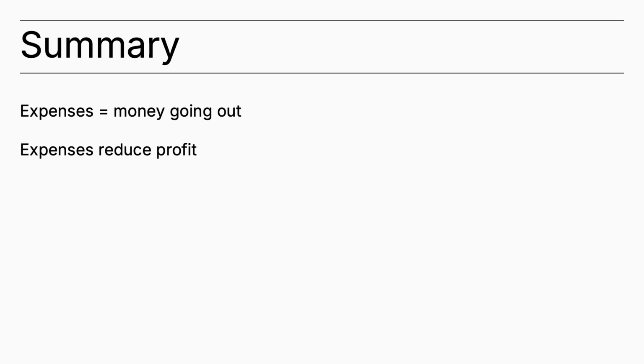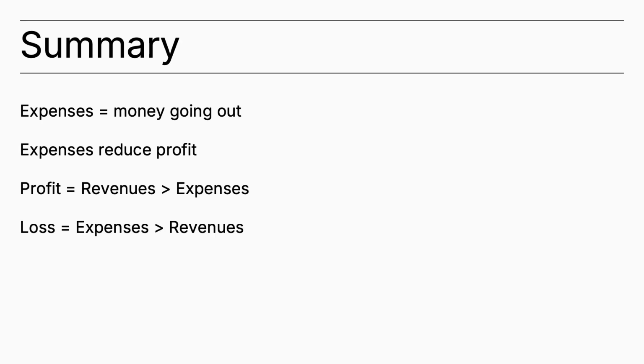Now we can define the outcome in simple terms. If revenue is higher than expenses, the business makes a profit. And if expenses are higher than revenue, the business makes a loss. So everything comes down to the simple relationship between what comes in and what goes out.